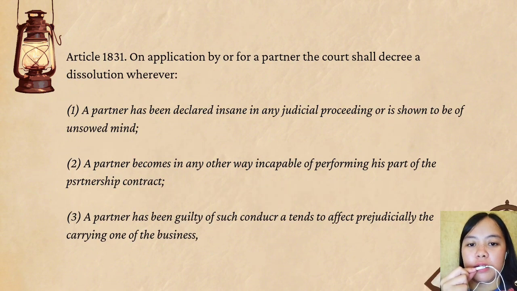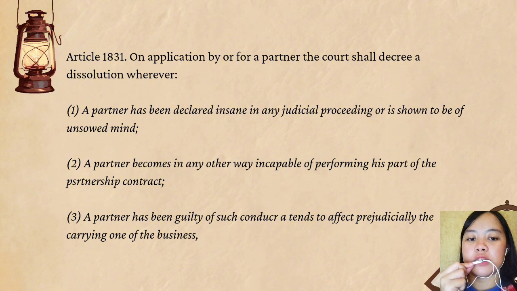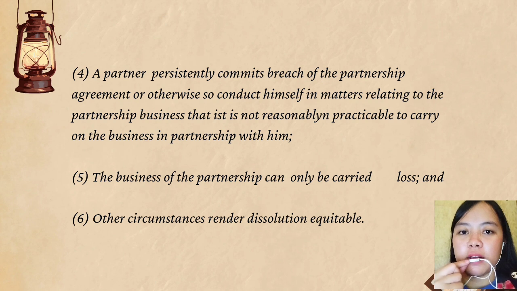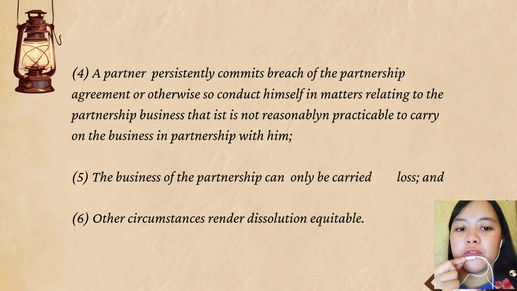Under Article 1831, on application by or for a partner, the court shall decree a dissolution whenever a partner has been declared insane in any judicial proceeding or is shown to be of unsound mind; a partner becomes in any other way incapable of performing his part of the partnership contract; a partner has been guilty of such conduct as tends to affect prejudicially the carrying on of the business; a partner persistently commits a breach of the partnership agreement or otherwise so conducts himself in matters relating to the partnership business that it is not reasonably practicable to carry on the business in partnership with him; the business of the partnership can only be carried on at a loss; or other circumstances render dissolution equitable.